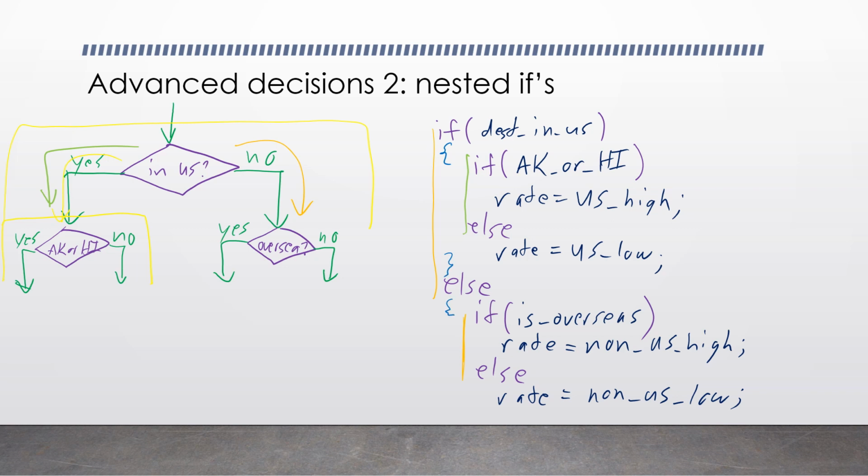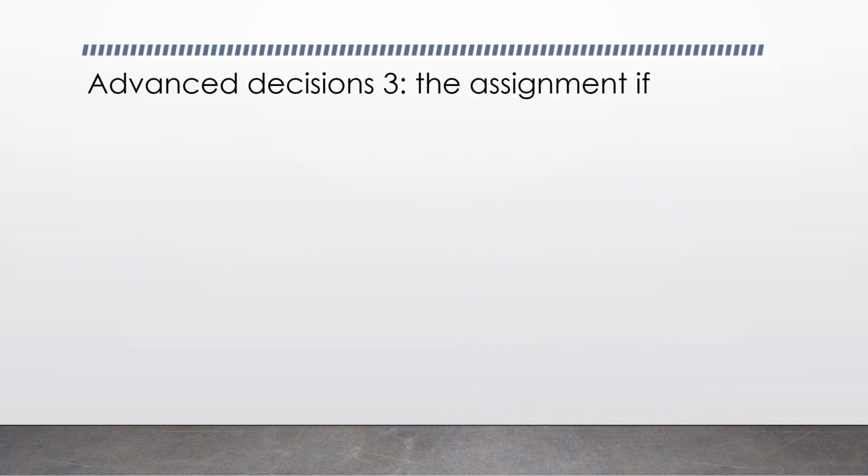else, okay, and then this if would get its own set of curly braces, the else would get a set of curly braces, and so forth, and so on. Okay, that actually makes your code look a lot easier to read, because if you line up all these curly braces, it's pretty clear which if goes with which else, and so forth and so on. Okay, advanced decisions 3.